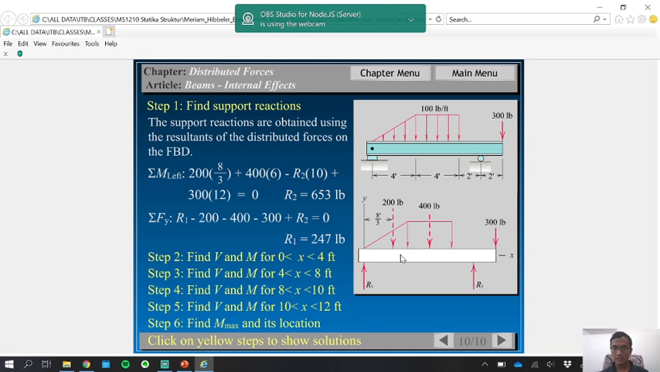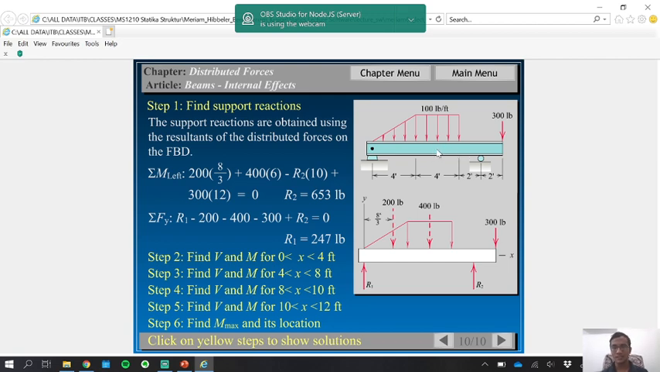From this to this, we can represent it with one equation because the distributed force is continuous and linear. There will be one equation from x equal to 0 feet until x equal to 4 feet. But there, the continuity stops because the distributed force changes from linear into constant. Then we have to represent it with another equation, from x equal to 4 until x equal to 8.